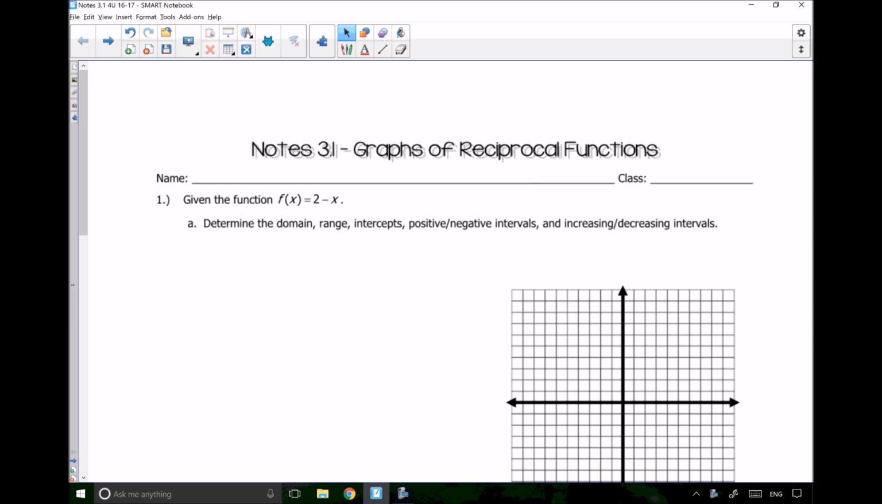These notes are notes 3.1 and they're on graphs of reciprocal functions. This lesson really is going to provide the foundation for everything that we need to know for this unit. So make sure you're paying really close attention, okay?